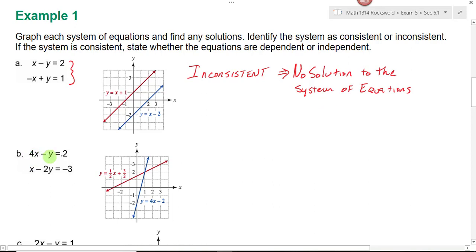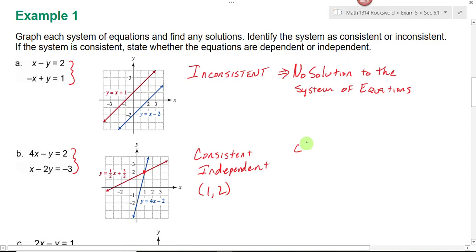In part B, we have this system of equations, these two equations taken simultaneously, and when we graph both of these equations, and we can do that by solving each of these equations for y, we end up with these two linear equations intersecting at a single point. That means that the system is consistent, and because there's only one solution, we say that this is independent. And our solution would be the point (1, 2), because that's where the two lines intersect.